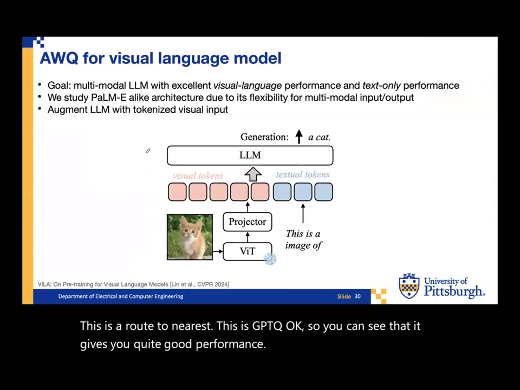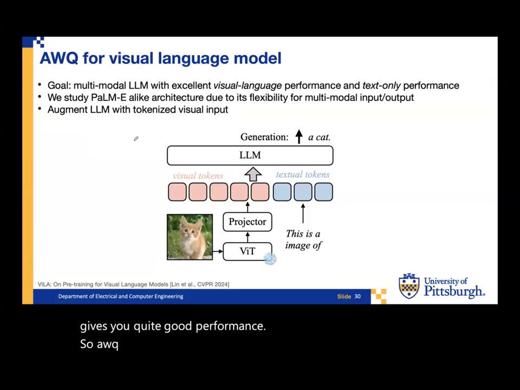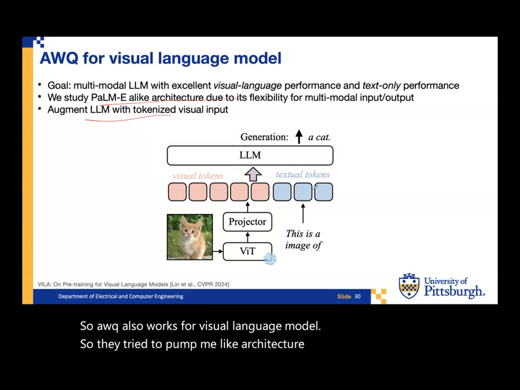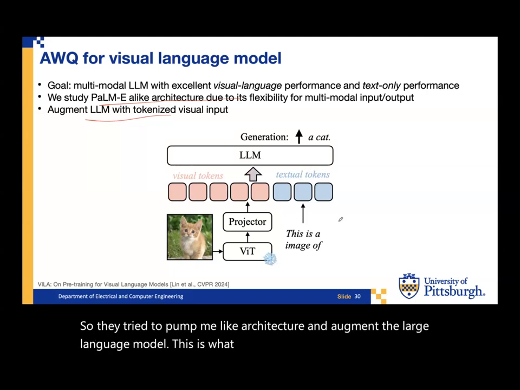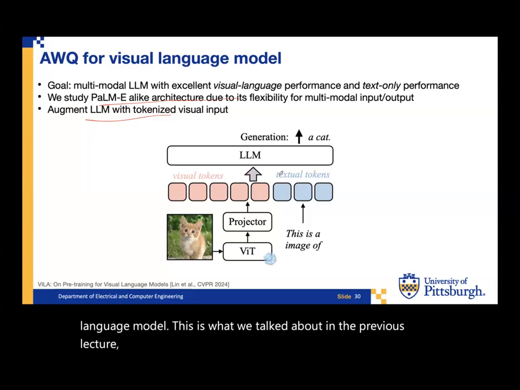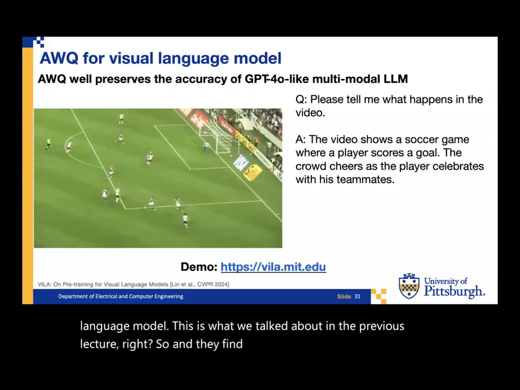AWQ also works for visual language models. They tried a PaLM-E-like architecture that augments the large language model. This is what we talked about in the previous lecture, right? And they find that AWQ also works really well for VLMs.